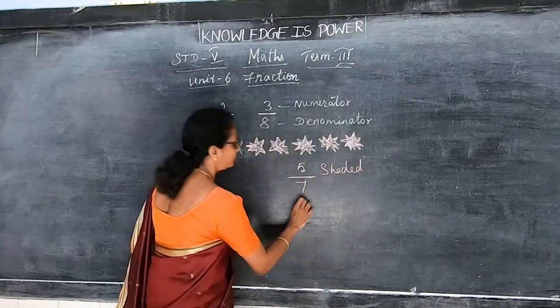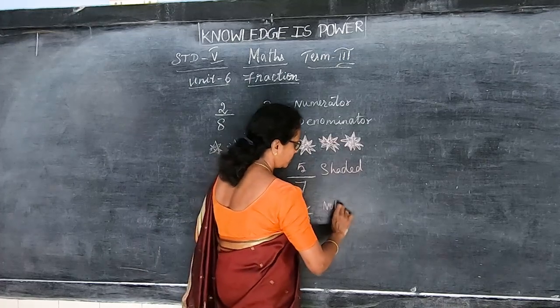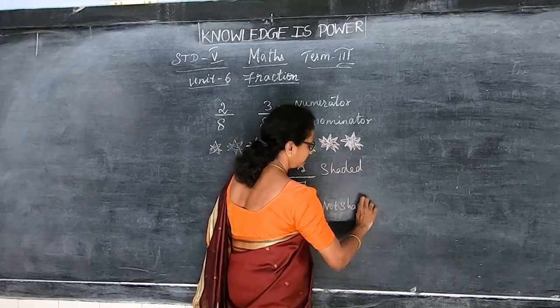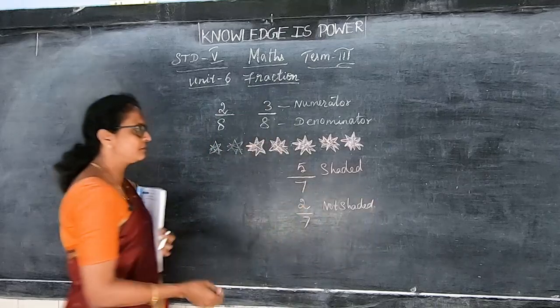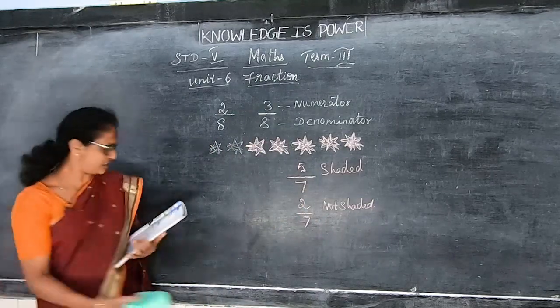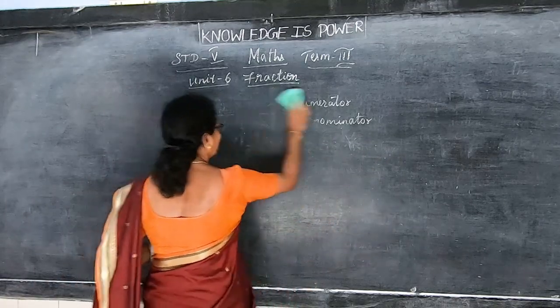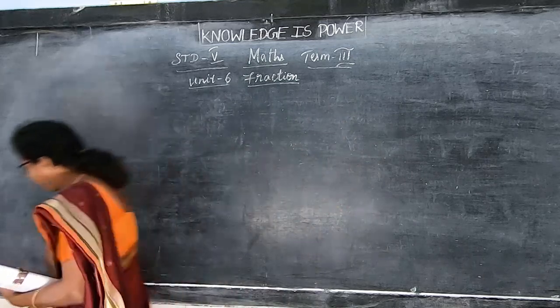What is the not shaded portion? 2 by 7. Two are not shaded, right? This is not shaded. So 5 by 7 is shaded and 2 by 7 is not shaded. This is known as the fraction. Like this only we are going to do these exercises one by one.